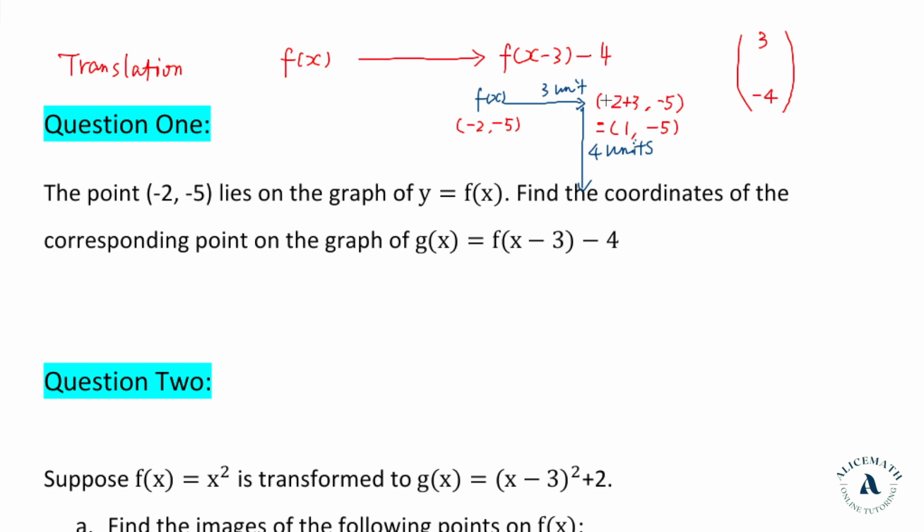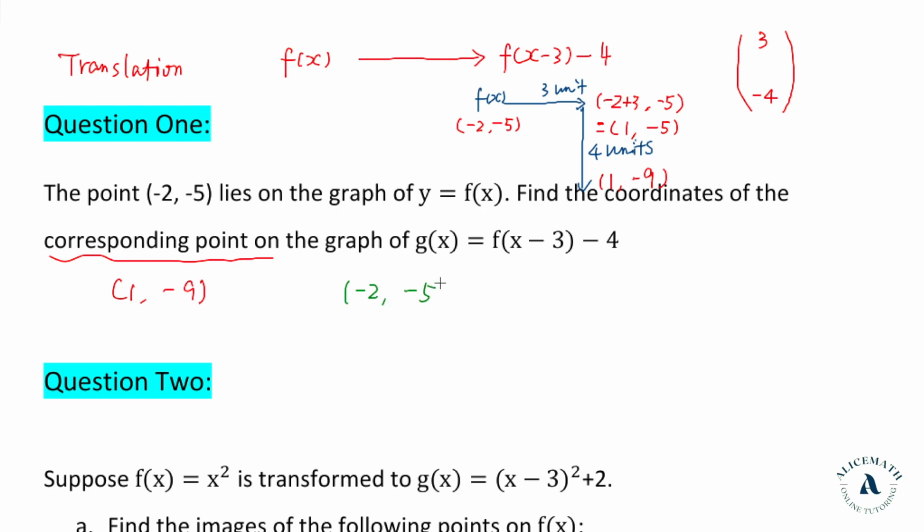The new point on the new graph, and then we continue to move downward by 4 units. So this means translate vertically. Vertically means we keep the x coordinate the same. So 1 still stays the same. And then negative 5 should move down 4 units. So negative 5 should minus 4. So it's minus 9. So the corresponding point on the graph of g(x) is 1, minus 9.